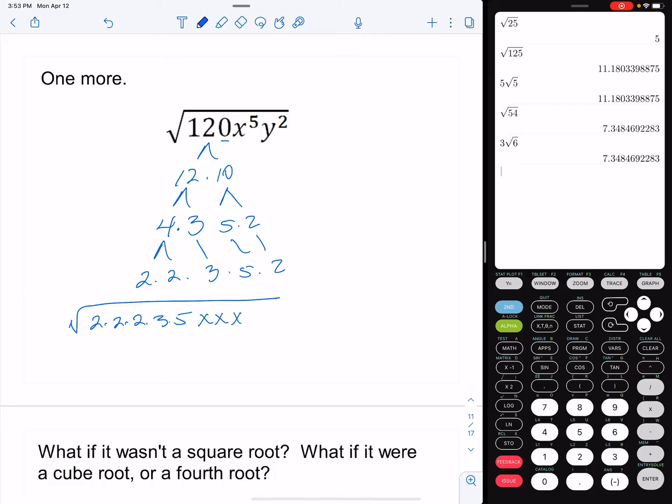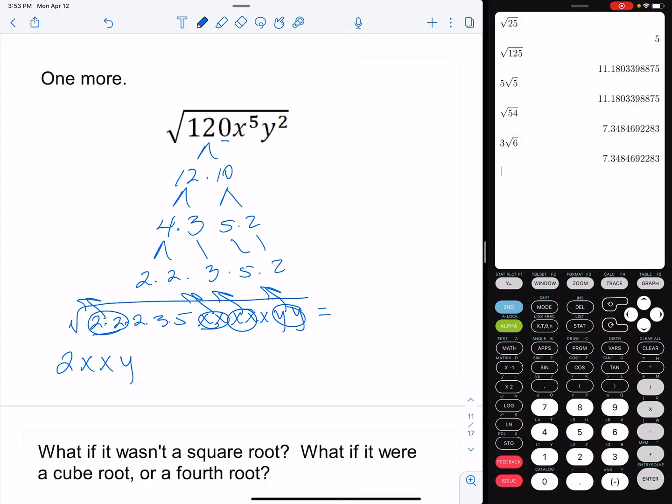X, X, X, X, X, Y, Y. Okay, so that's what we've got. So now we begin looking for pairs. Do I have any pairs that I can pull out? Well, I've got a pair of 2s. I've got one pair of X's. I've got another pair of X's. And I have a pair of Y's. So that means I've got a 2, an X and an X, and a Y on the outside.